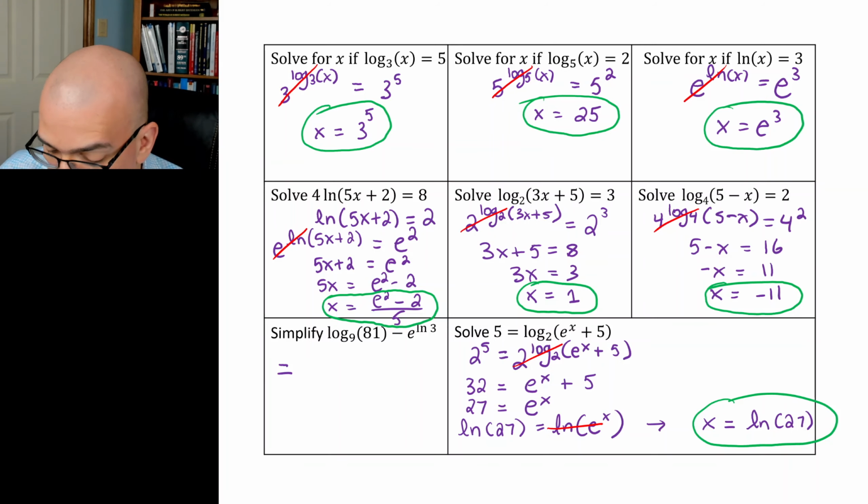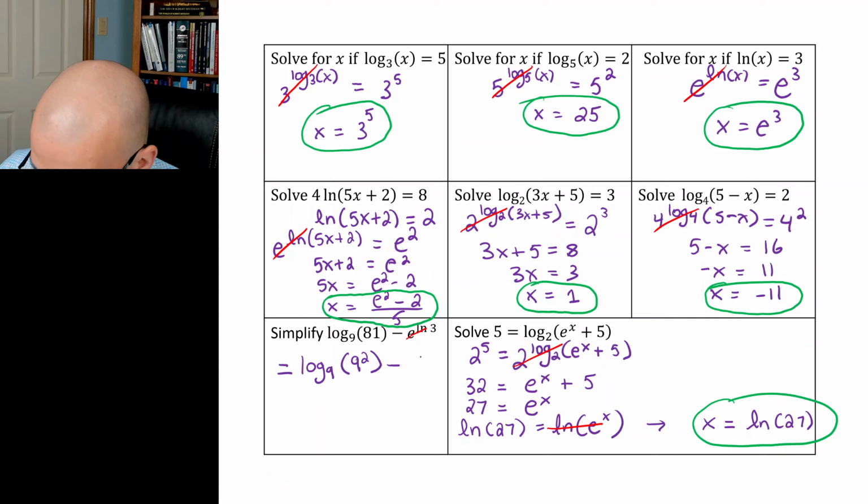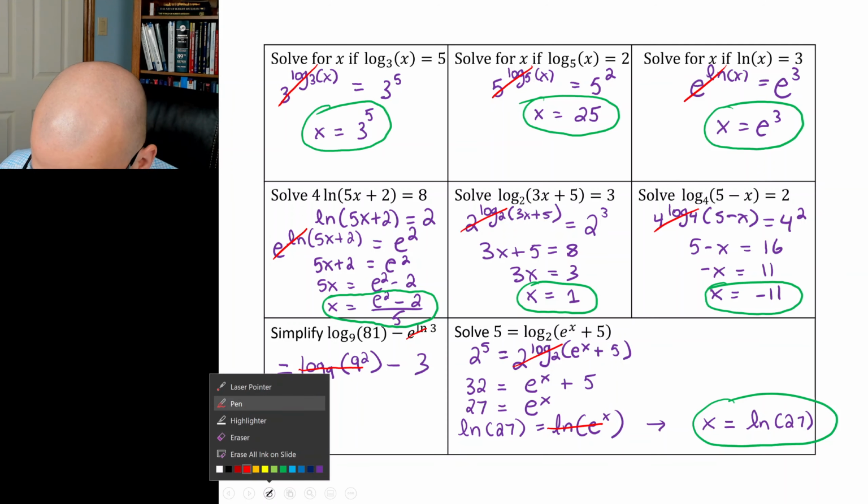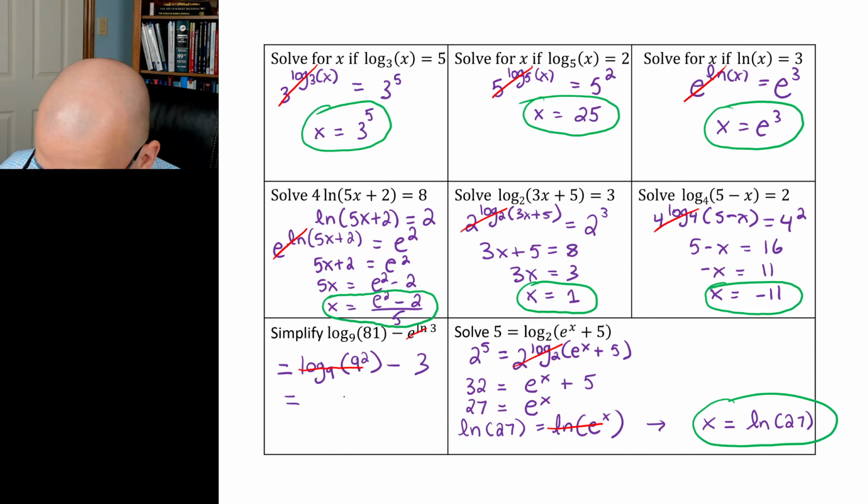I can write 81 as 9 squared. I'm doing that to get access to the cancellation law. E to the ln 3 I can just immediately cancel into a 3, since the bases already match. 9 to the log base 9 cancels, and we get 2 minus 3, which is negative 1.